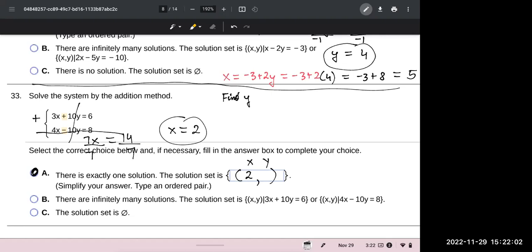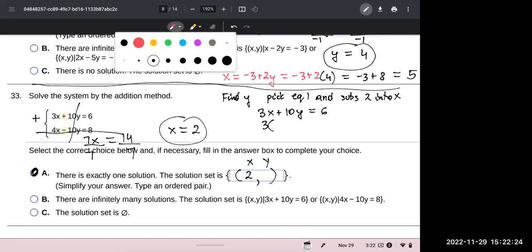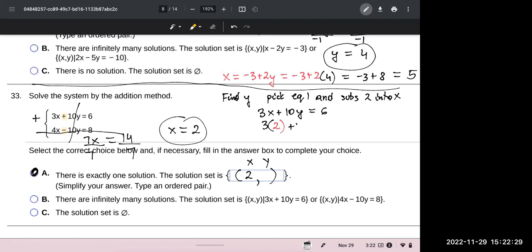pick any equation. So I will pick equation 1 and substitute 2 for x. So we have 3x plus 10y equals 6. We know that x is equal to 2, so substitute x with 2. So we have 3 times 2 plus 10y equals 6. So this is 6 plus 10y equals 6.